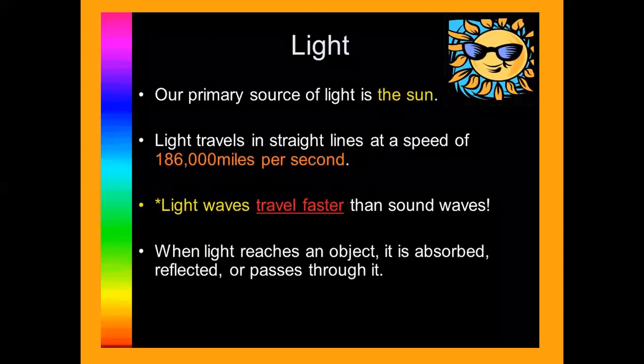Now, which one is our primary source of light? Our primary source of light is the sun. And we know that light travels in a straight line, but what is the speed of light? So light speed is 186,000 miles per second. Okay, and light travels faster than sound waves. When light reaches an object, it is absorbed, reflected, or passes through it. I mean, there are three things that can happen when light reaches an object.